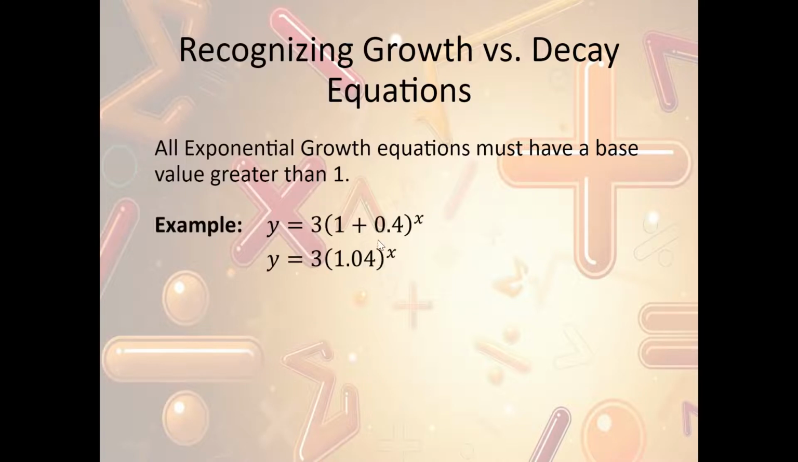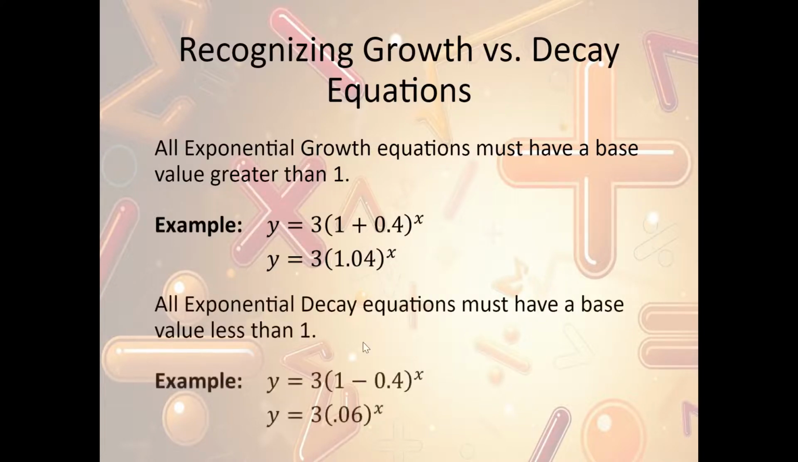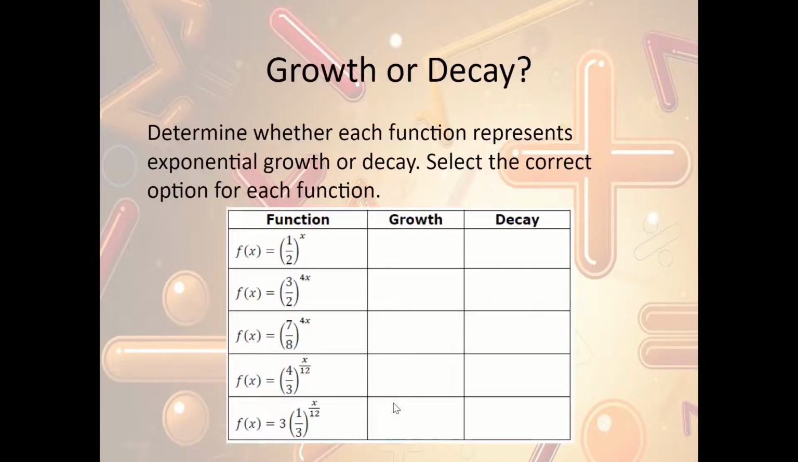Or it could be something like this, where they already added it together for you, where it's y equals 3 times 1.04 to the x, which obviously this number is greater than 1. So that's growth. Decay always is less than 1 inside the parentheses. So we have something like this, y equals 1 minus 0.4 to the x. Or they might have already done it for us and had y equals 3 times 0.06 to the x, which both of these we can tell, when we simplify them, are going to be less than 1. So that's decay.